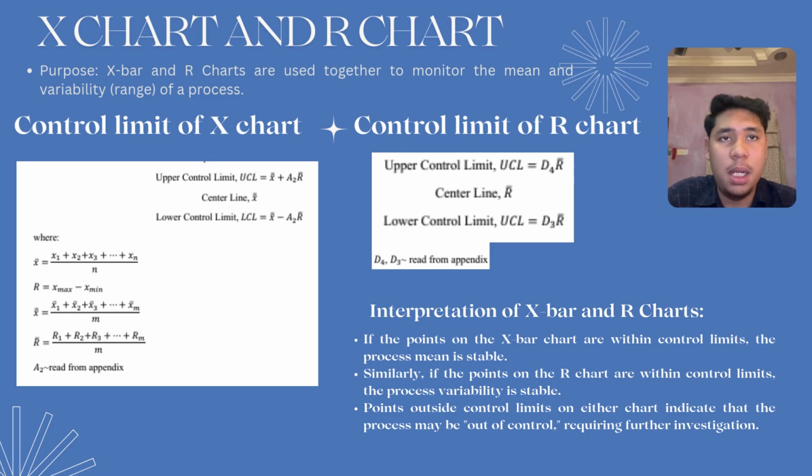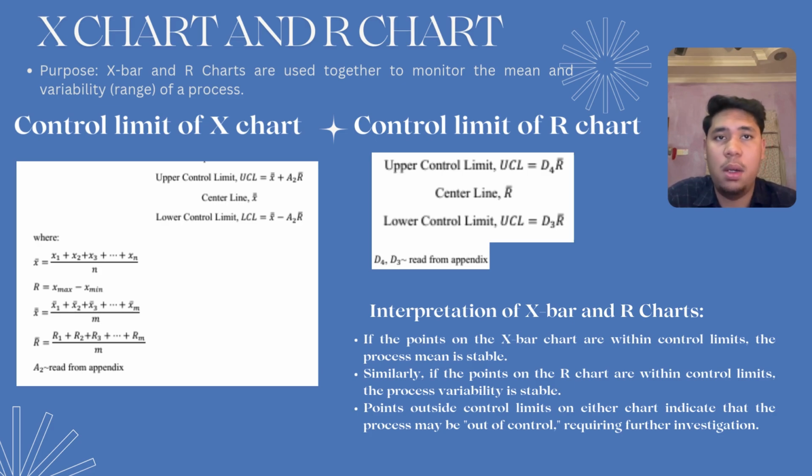For the R chart, the control limit calculation: the UCL, upper control limit, is D4 multiplied with R bar, and for the LCL, lower control limit, D3 multiplied with R bar. D4 and D3 are constants based on the sample size.